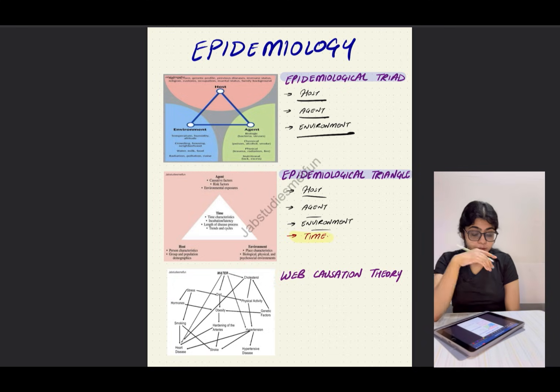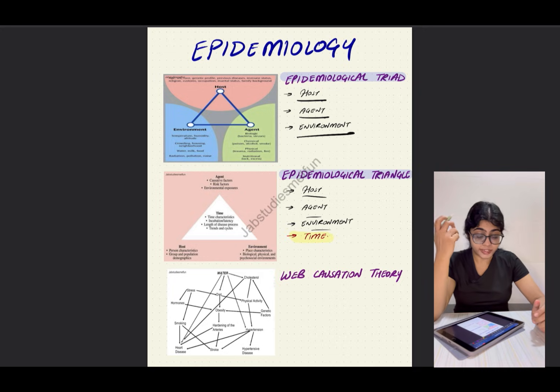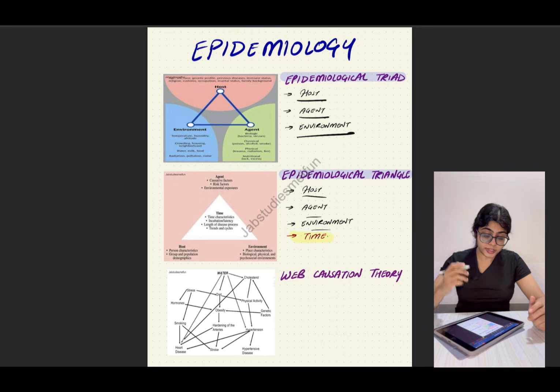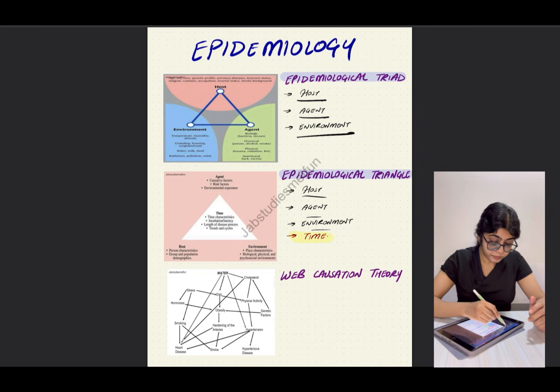For example, time can also impact the prognosis of a patient. For example, the time at which the diagnosis was done, the time at which the treatment was started, basically any parameter or any factor that is related to time can also make a huge difference in the prognosis of the disease or the epidemic of the disease. So that is why time is factored in, and hence it becomes an epidemiological triangle.